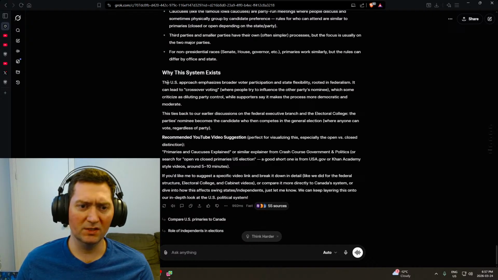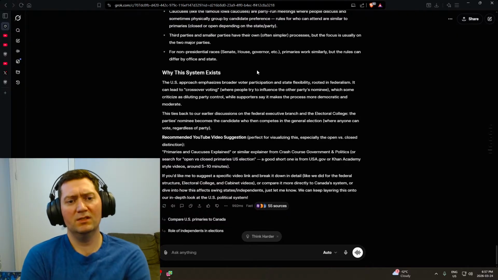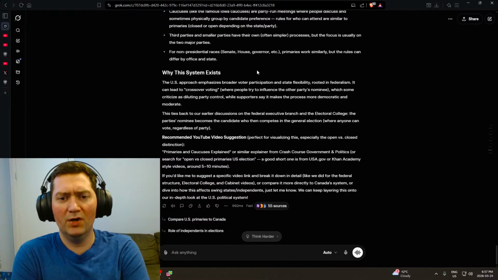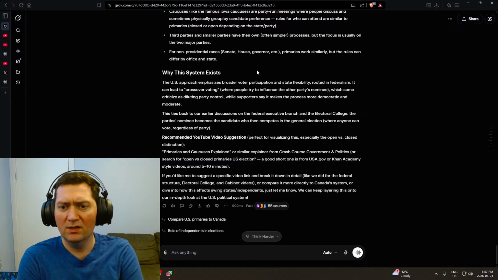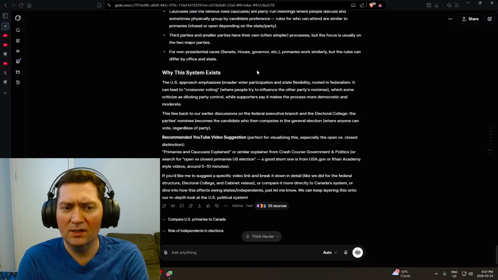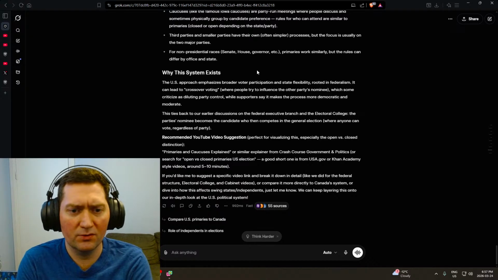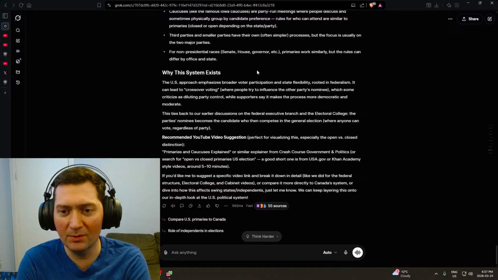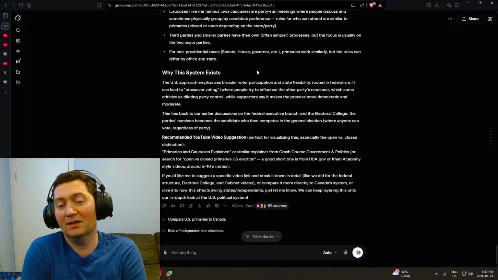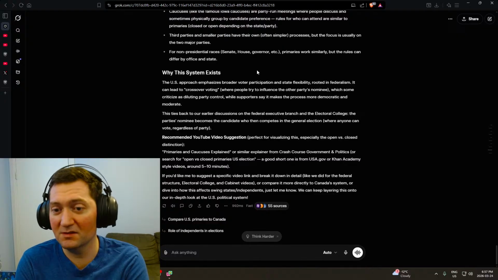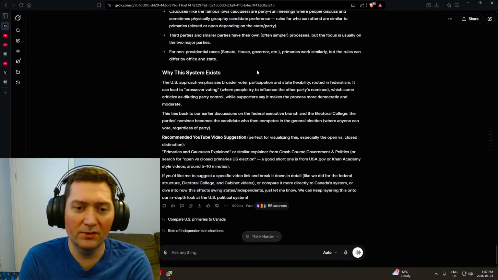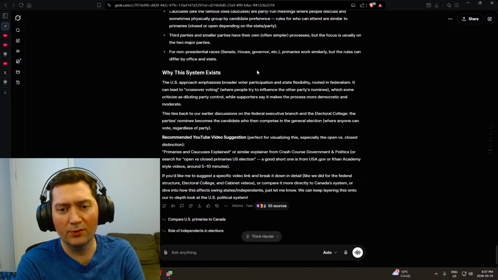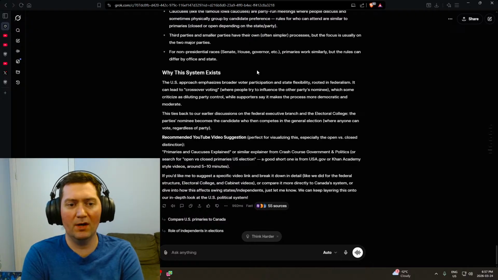Why this system exists. The U.S. approach emphasized broader voter participation and state flexibility rooted in federalism. It can lead to crossover voting, where people try to influence the other party's nominee. Some criticize this as diluting party control, while supporters say it makes the process more democratic and moderate.